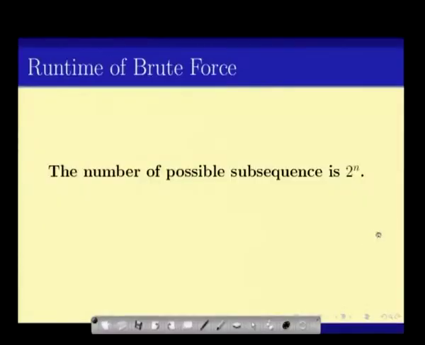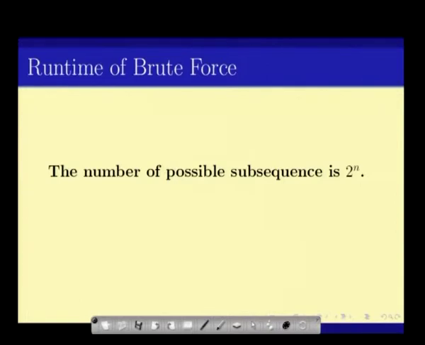But recall, in our example, if we had something like around 15 integers, how many steps will be required to solve it using this brute force? It turns out the total number of possible subsequences is 2 to the power n, because any element of a1 to an can be picked or not be picked.